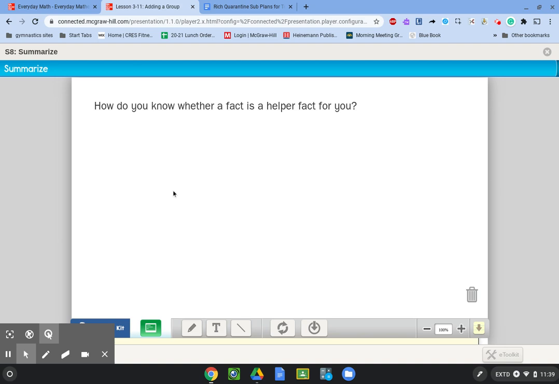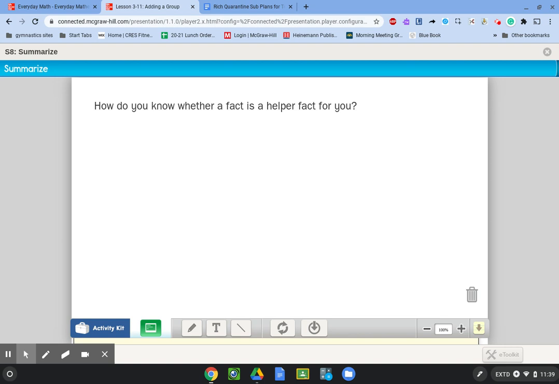So let's review. Let's summarize our lesson. How do you know whether a fact is a helper fact for you? Well, a helper fact has to be one you can answer quickly, has to be an easy fact, and it has to be one that you know the answer to. Okay? So that's why it's important.